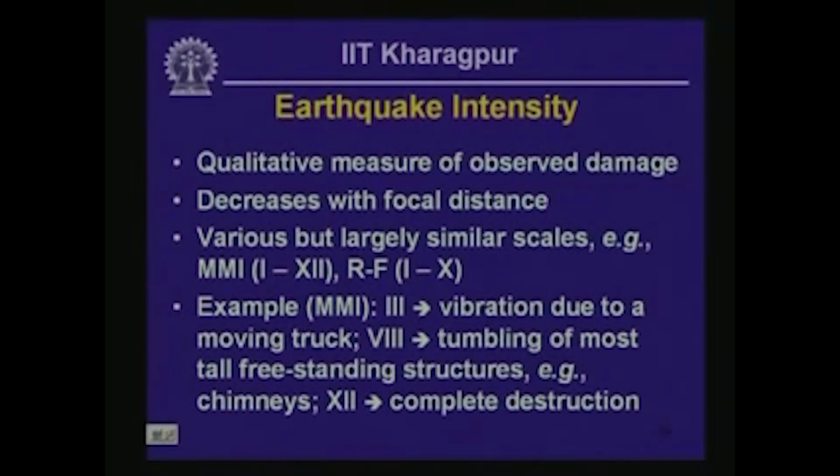An example is shown at the bottom bullet on this particular slide. For example, in the MMI scale, intensity 3 indicates it is very similar to vibration due to a moving truck. Intensity 8 denotes an earthquake which causes tumbling of structures such as chimneys or smokestacks, and intensity 12 represents complete destruction of structures at the given site.